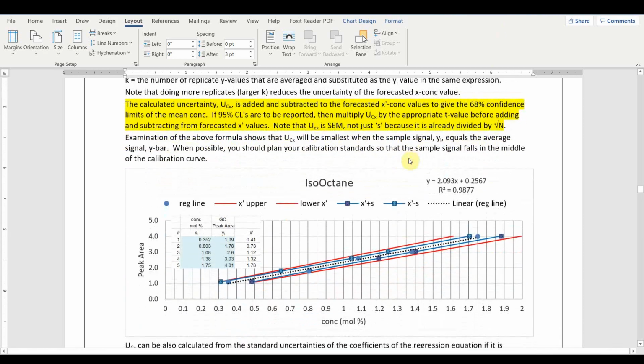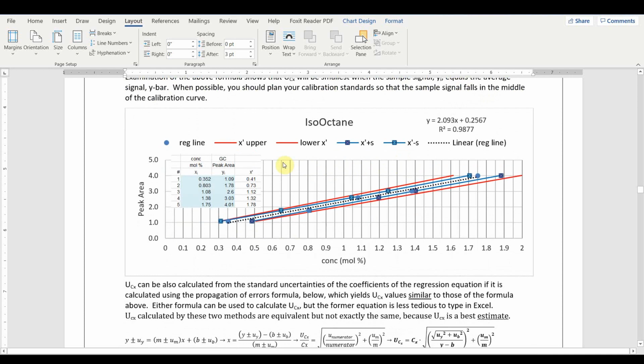Take a look at this graph. I borrowed this data from Skoog. This is a calibration curve for isooctane, analyzed by gas chromatography. He has 5 standards of known concentration, and then these are the peak areas, the instrument responses. Here are the forecasted concentrations of the standards. And here's the equation of the line of best fit. Y is equal to 2.093x plus 0.2567 as the intercept. And as for R squared, well, it's okay.